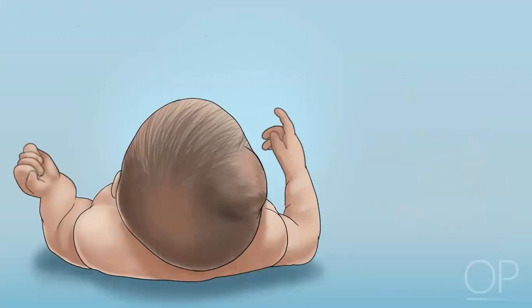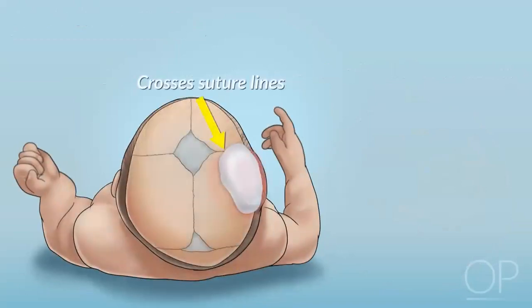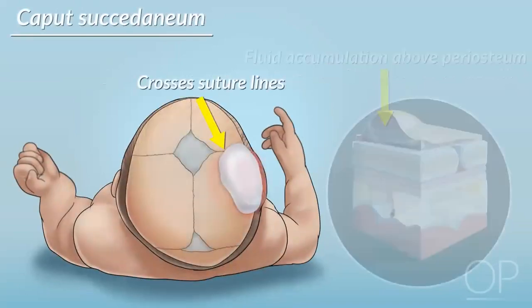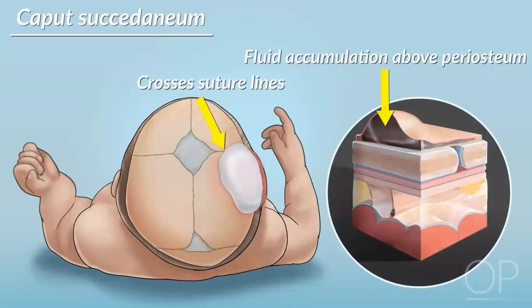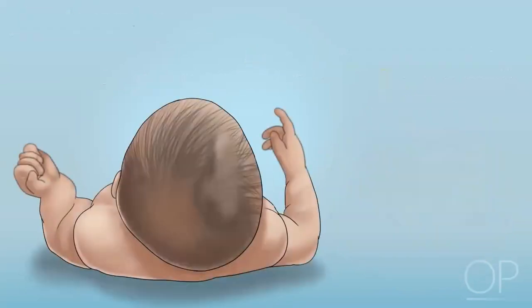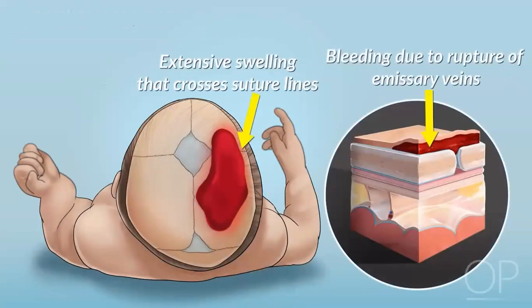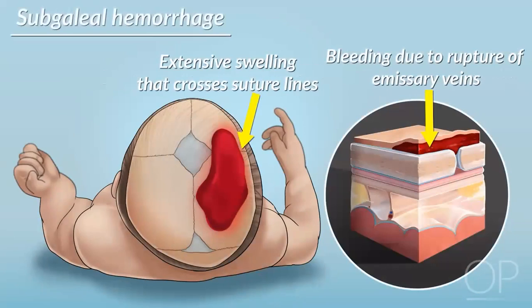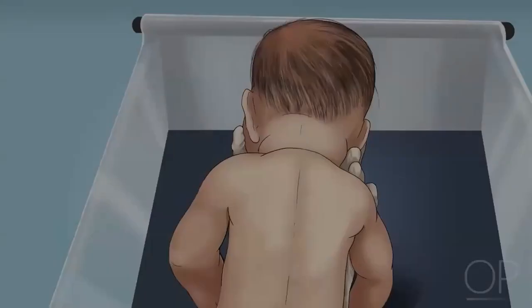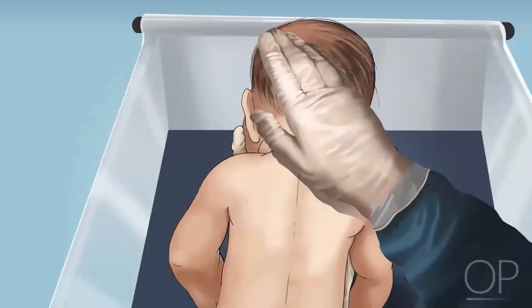If the swelling crosses suture lines, it is most commonly due to a caput succedaneum, a fluid accumulation that forms above the periosteum due to the force of delivery. The swelling typically resolves within a few days of birth. Rarely, you may see more extensive swelling that crosses suture lines due to the rupture of emissary veins. This is called a subgaleal hemorrhage and can lead to more serious complications due to significant blood loss in a large potential space.